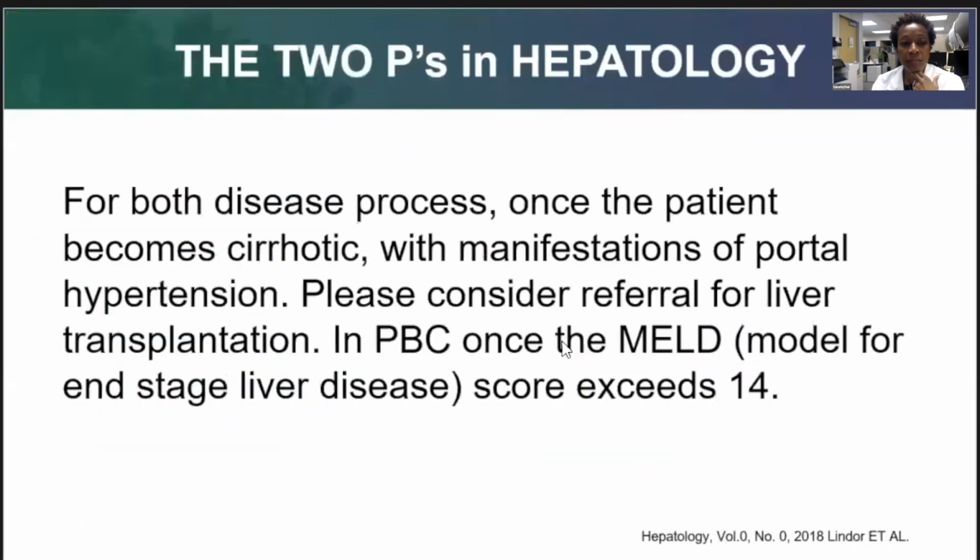Now, for both disease processes, once the patient becomes cirrhotic with manifestations of portal hypertension, please consider referring them for liver transplantation. And in PBC, we sort of use it once the MELD score exceeds 14, but once the person has manifestations of portal hypertension, you don't even have to worry about that. They deserve, I think, a referral to a transplant center for evaluation. Obviously, I'm here at Keck, and so you can feel free to refer them to me. We also do living donor here as well, and would be happy to see your patients.